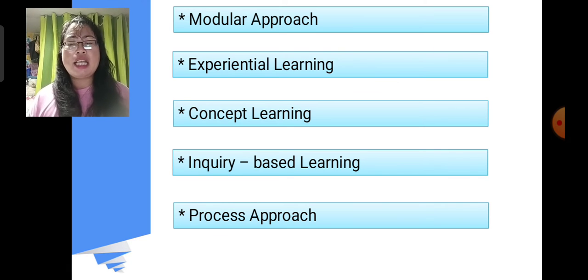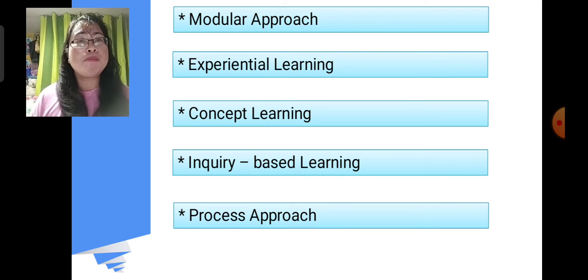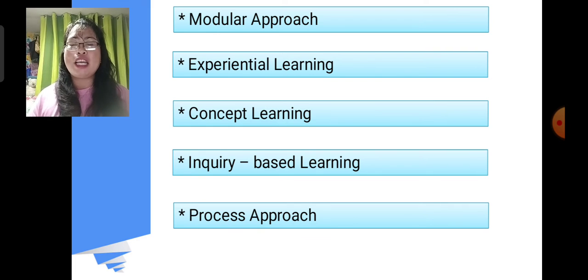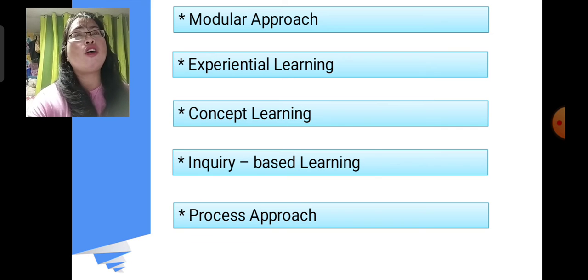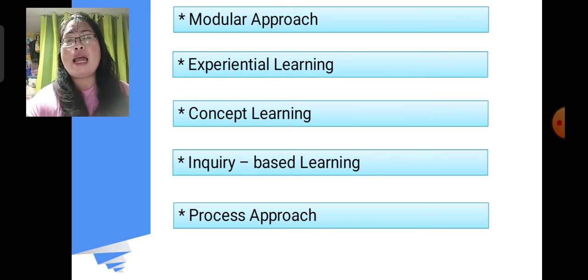The next one is experiential learning. Experiential learning involves learning from experience. The theory was proposed by psychologist David Kolb, who was influenced by the work of Dewey, Lewin, and Piaget.